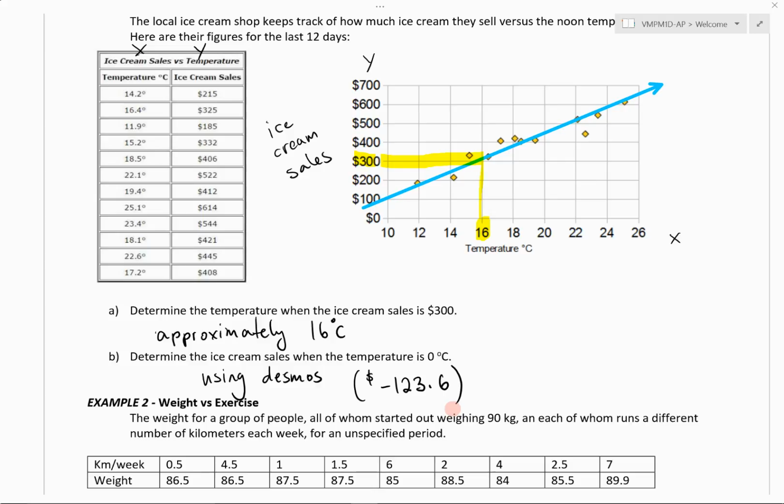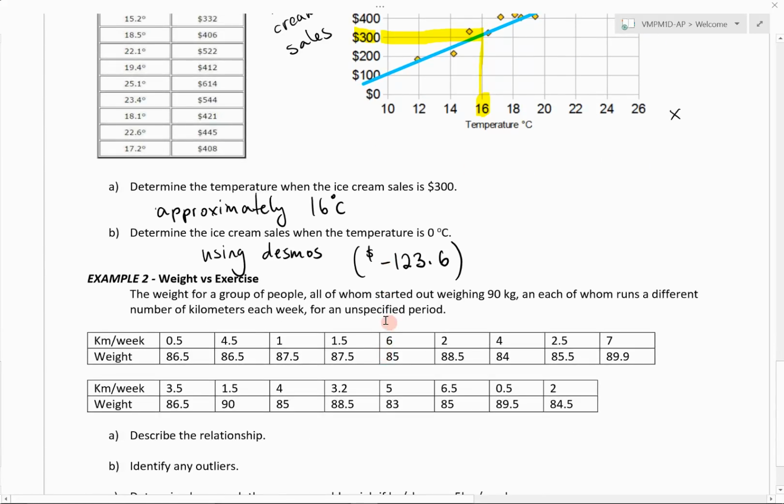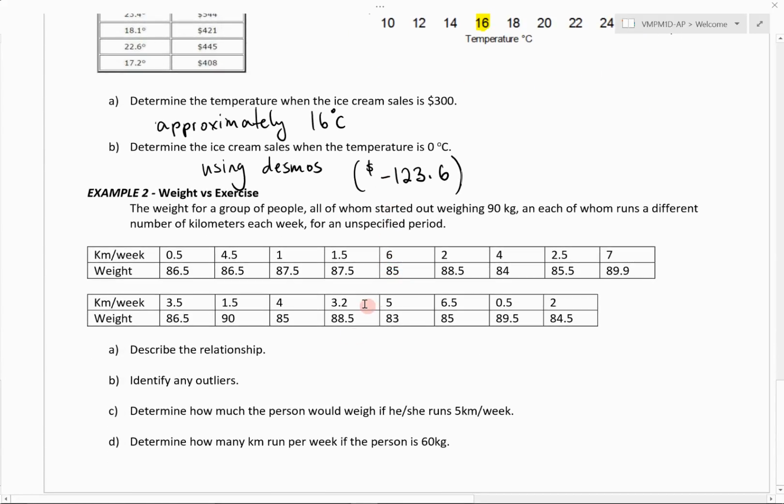Okay. And example 2, I want you to use Desmos as well. We were doing this in class. But just to answer these 4 questions really quick, after you've done the activity, you can check your work. You describe the relationship. You're going to notice a negative correlation. Part B, identify any outliers. One point that's an outlier is 7 and 89.9. This point right here. Determine how much the person would weigh if he or she would run 5 kilometers per week. 84.5 kilograms.